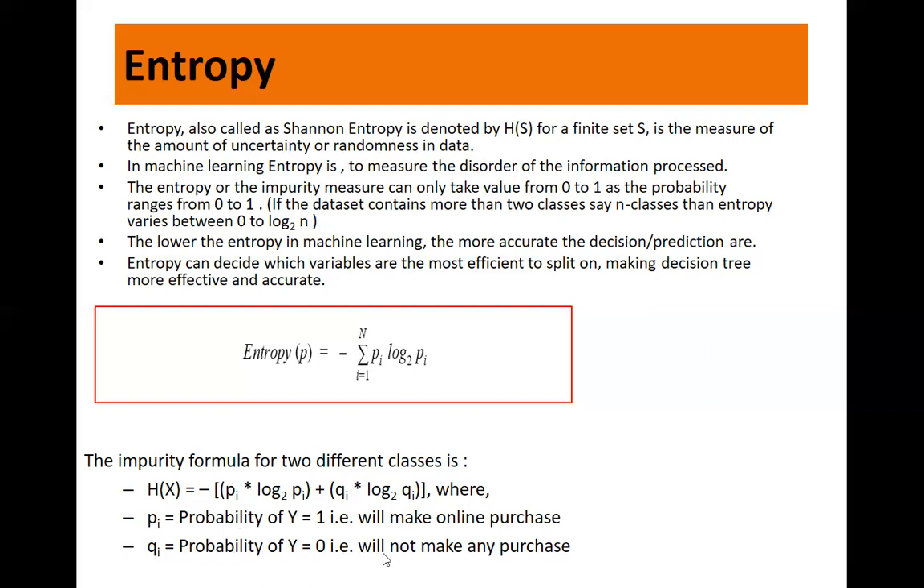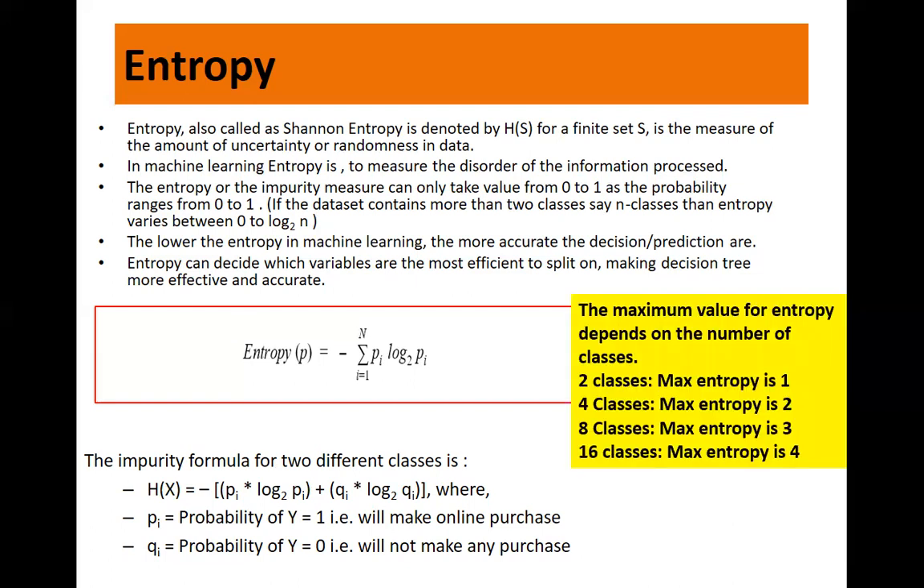That is, you can say this is yes, this is no, or you can say this is true, this is false, right? If you have two class labels, yes or no, true or false, fine. At that time, you will be using this formula, right? For two different classes. In our example, if Y is 1, that means it will make an online purchase, and if Y is 0, that means it will not make any purchase. Fine. So entropy gives you the measure of the impurity in your classes.